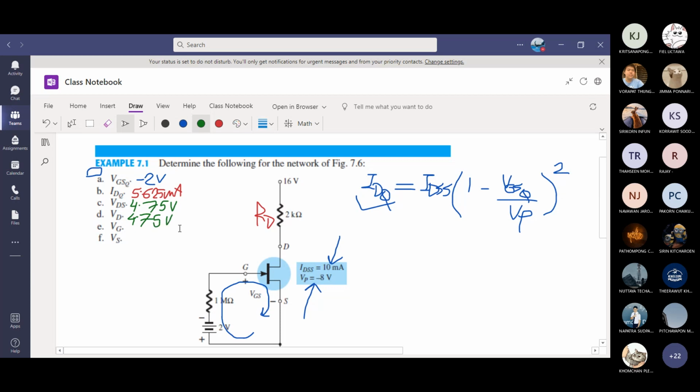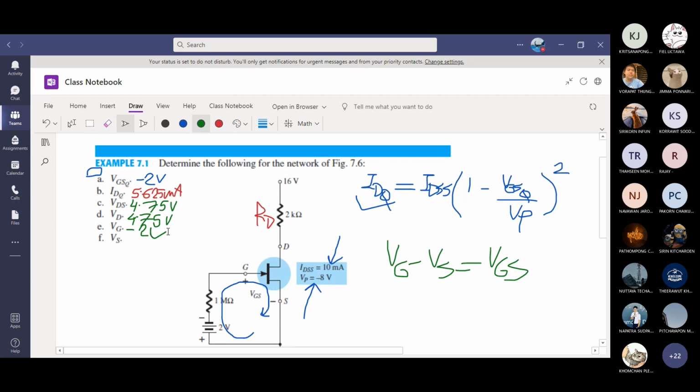Who was doing VG, number 5? VG equal VGS. VGS, yes, -2. Okay, let me see. VG minus VS equals VGS. I'm just verifying the equation. And VS is on the ground, so VG is VGS, -2, correct.